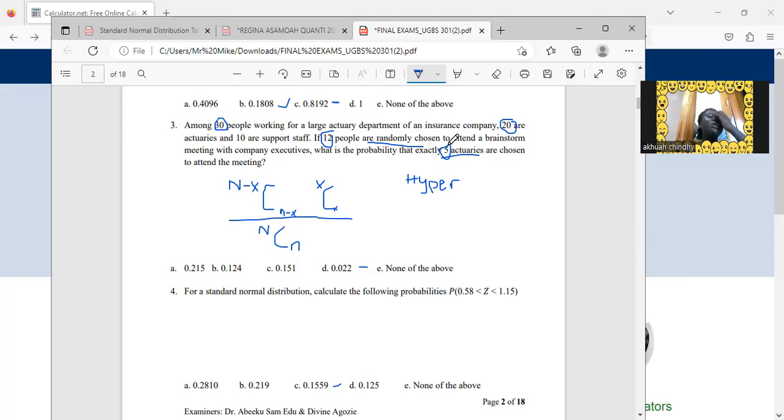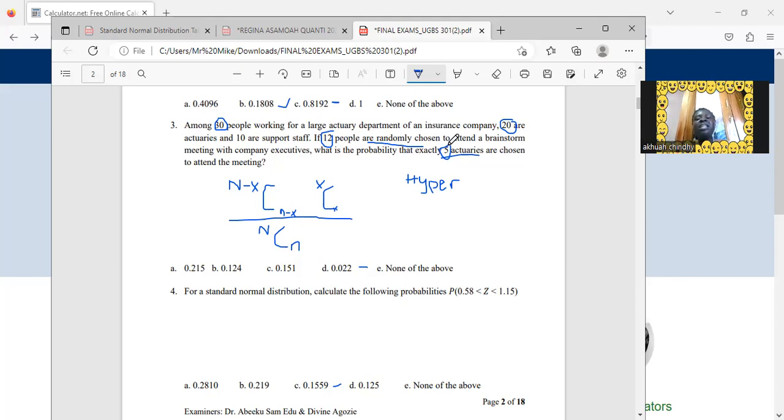Okay. So the big N is the 30. That is the big N because it's talking about the entire population. And among the entire population, we've divided people into actuaries and support staff. But then we are doing the random picking. We don't care whether you are an actuary or a support staff, we don't go to only the actuaries group to pick. But everybody is present and we are picking. So that 12 becomes a small n, which is the sample size.